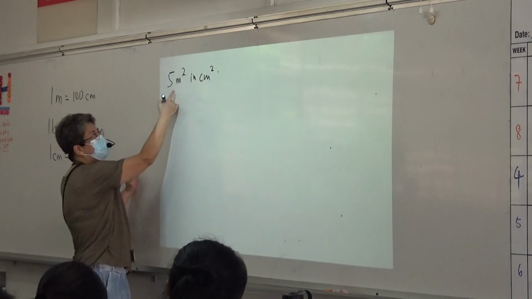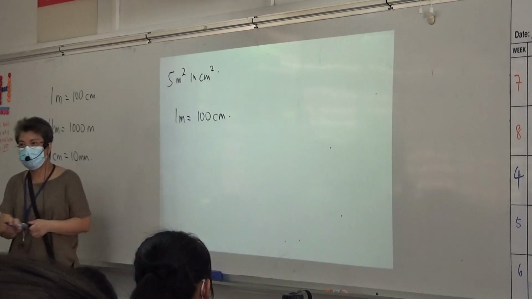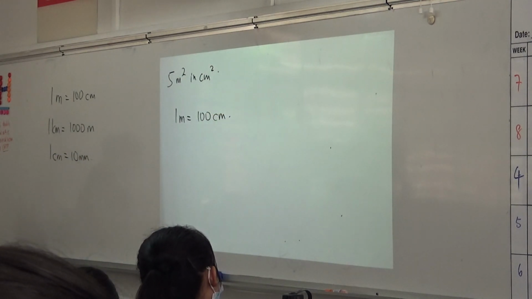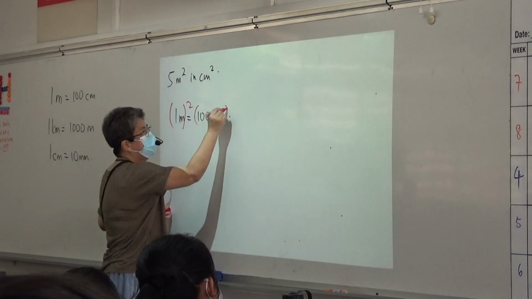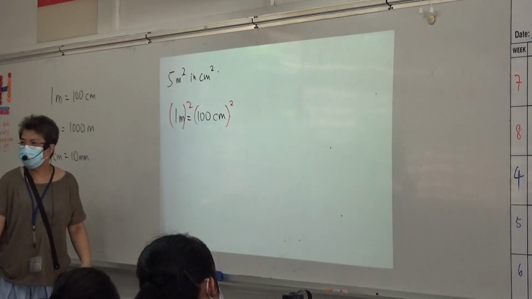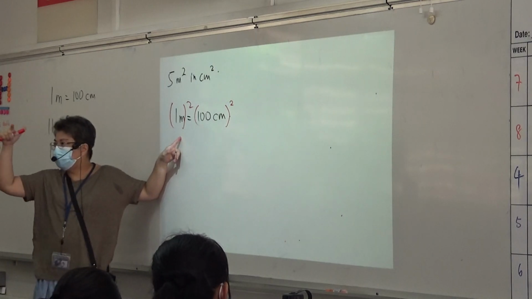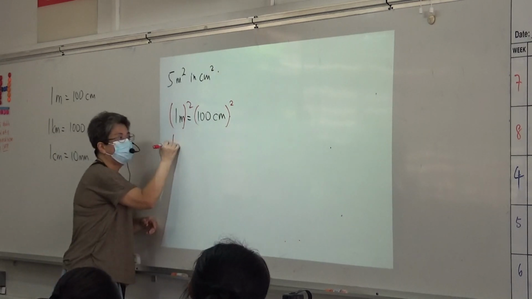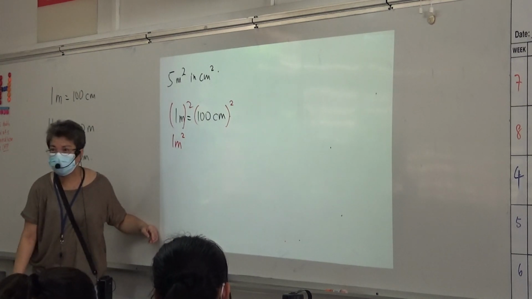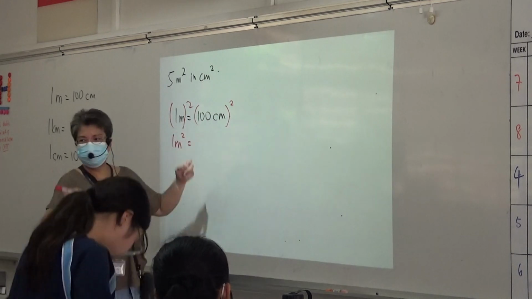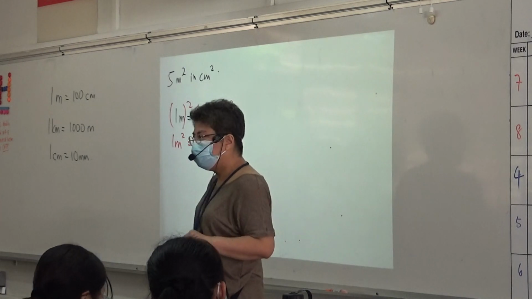Now, meter. So 1 meter is 100 cm, right? From our knowledge, we know. Now, when I square this side, I must square this side, right? Because it's an equation. What is the meaning of 1 meter square? It means 1 meter times 1 meter. So this is still 1 meter square. 1 times 1 is 1. So what is 100 times 100? How many 0s? 4 0s.